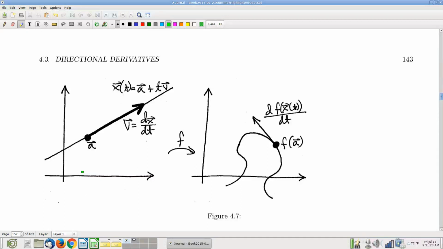Okay, so here's what we were talking about last time. We were talking about directional derivatives, and let me remind you what the construction is here.